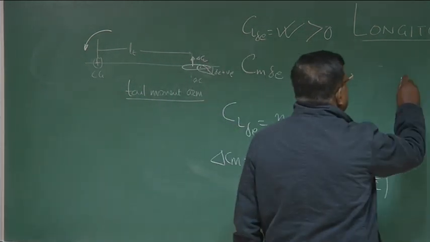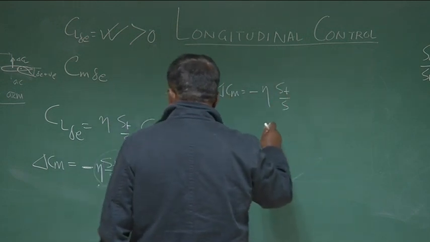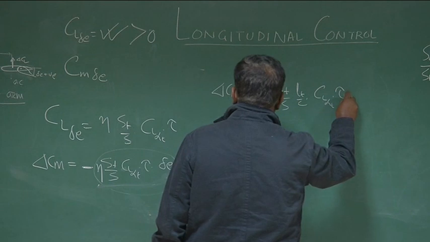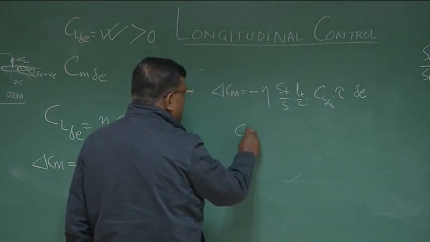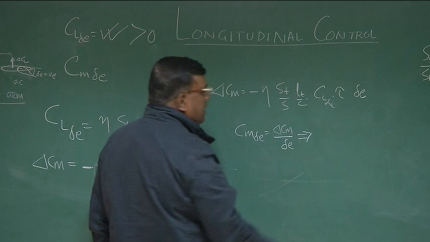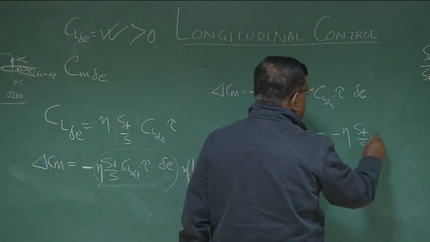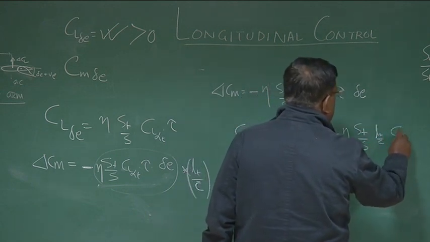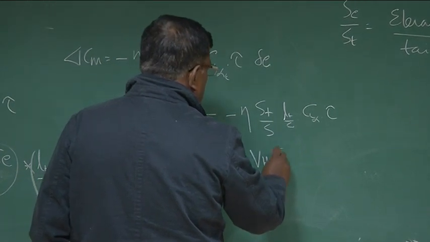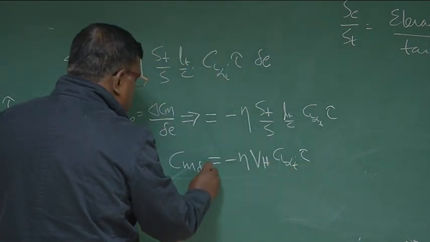So now if you see, delta Cm is equal to minus eta into St by S into LT by C bar into CL alpha T into tau into delta E. So Cm delta E, which is delta Cm per unit delta E, if things are linear, I can easily use this. This is equal to minus eta St by S LT by C bar CL alpha T into tau, which I can write as minus eta VH into CL alpha tail into tau. This is Cm delta E.